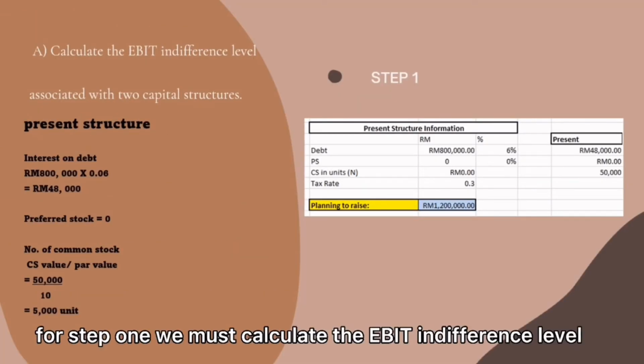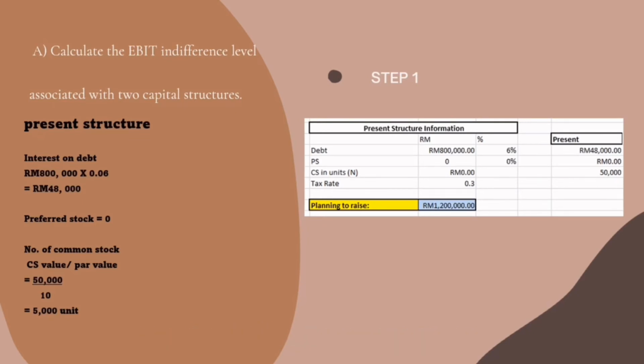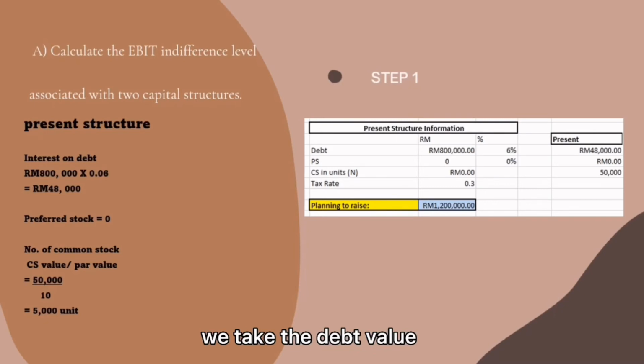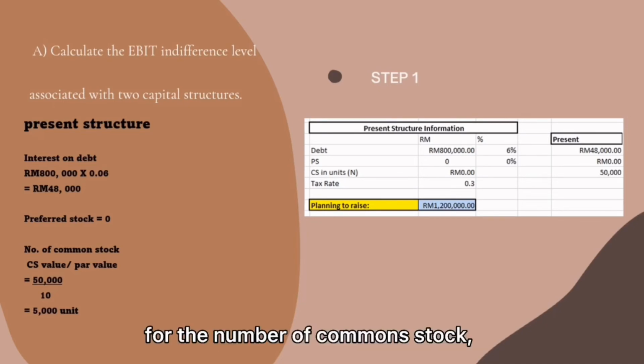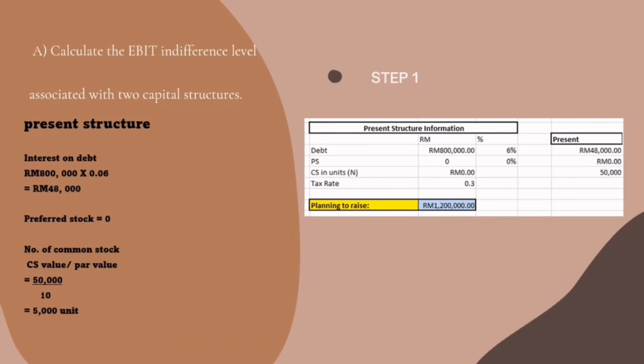Today, I'll be explaining question 4 for the group simulation FIN 320. For step 1, we must calculate the EBIT indifference level associated with two capital structures. We take the data from the question to calculate our present structure. For interest on debt, we take the debt value times the cost of debt. The preferred stock is 0. The number of common stock is divided by par value.